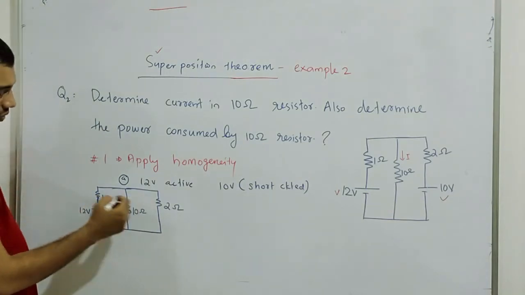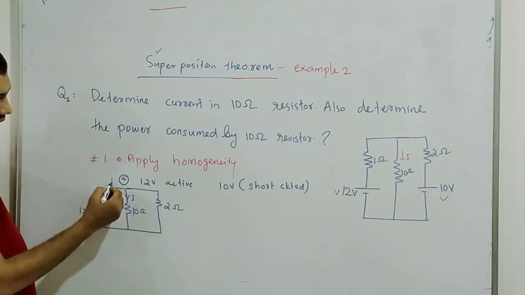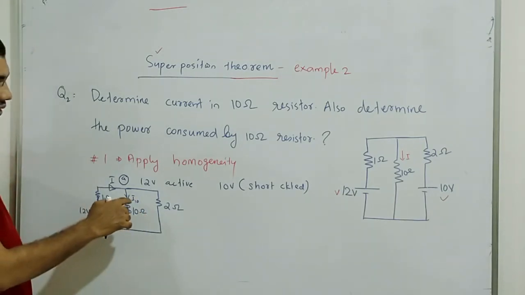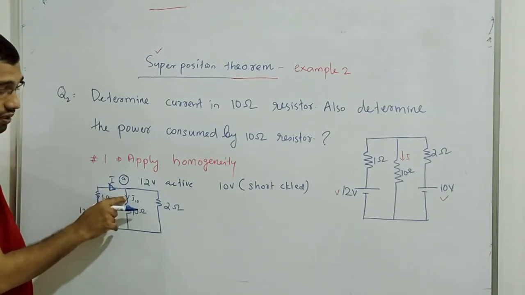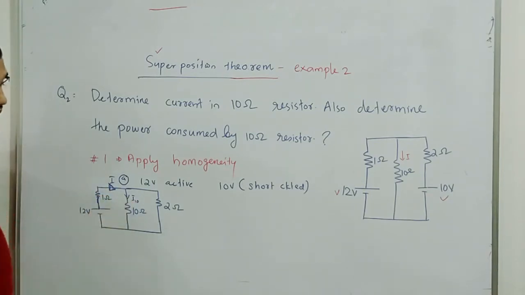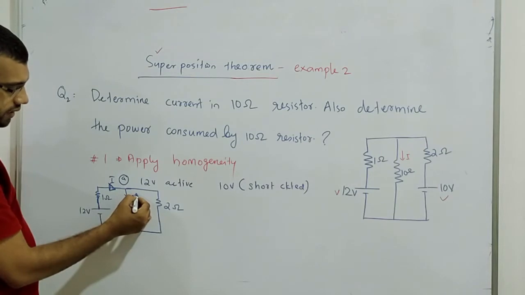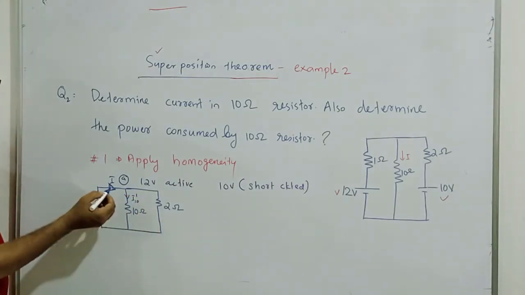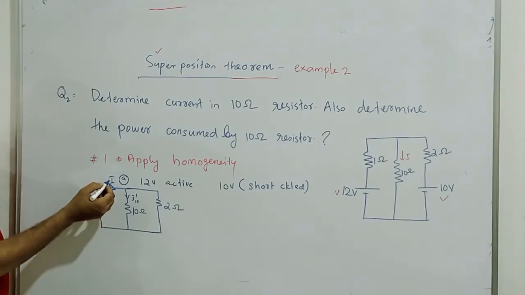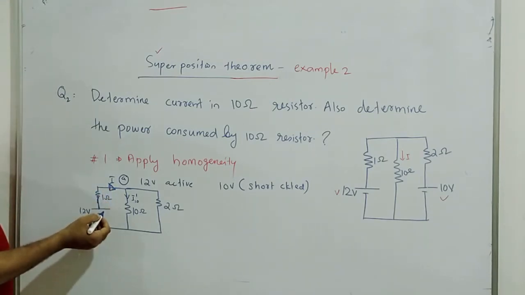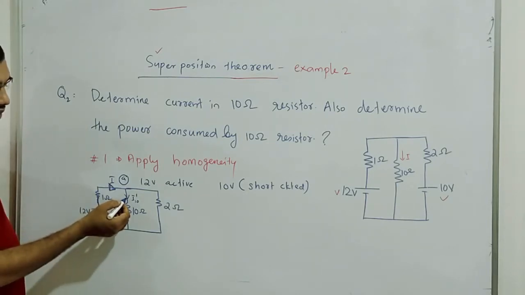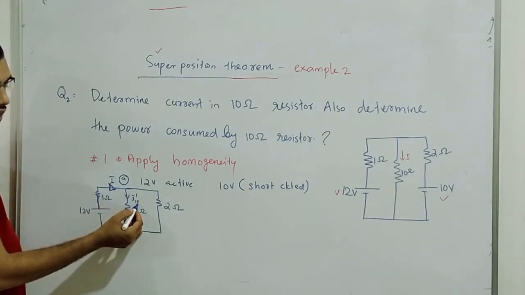So first of all, in order to find this current, we need to find the main current I. Say this is I10, the current flowing through the 10 ohm resistor. Then by applying the current division rule, we can find the current flowing through the 10 ohm resistor. Say this is I10 dash. So in order to find I10 dash, first of all we need to find the main current I supplied by this source alone. After obtaining this main current, we can apply the current division rule to find I10 dash.